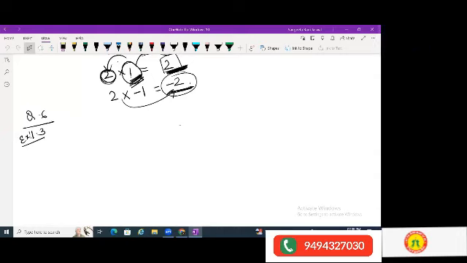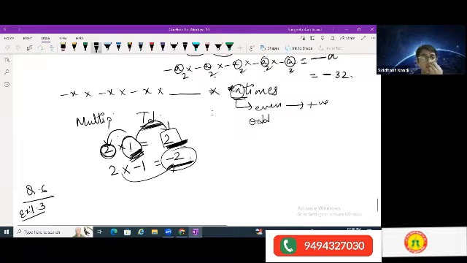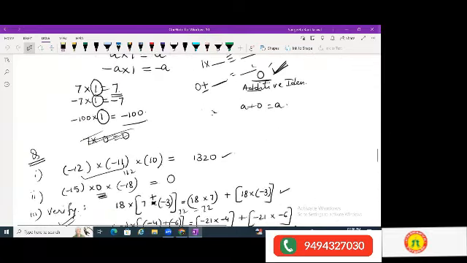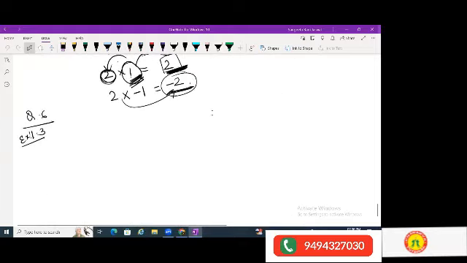Okay, now let's see the division property. Property of division of integers. We have done multiplication, addition, subtraction, we did everything. Now the last property is division. I think we have already done division. Yeah. Okay. Just a second. Okay. Properties of division of integers.